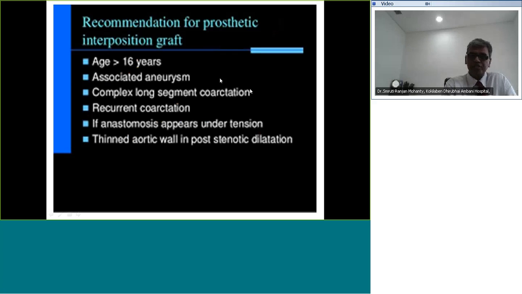There can be an associated aneurysm, complex long segment coarctation or recurrent coarctation. And if one feels the anastomosis is going to be under tension, so there is too much of a gap between the proximal and distal segment and one cannot mobilize that much, then it is better not to go for an end-to-end anastomosis, but rather interpose a prosthetic graft. Because if you do it under tension, the aortic wall will thin out, which will result in post-stenotic dilatation and subsequently aortic aneurysm.